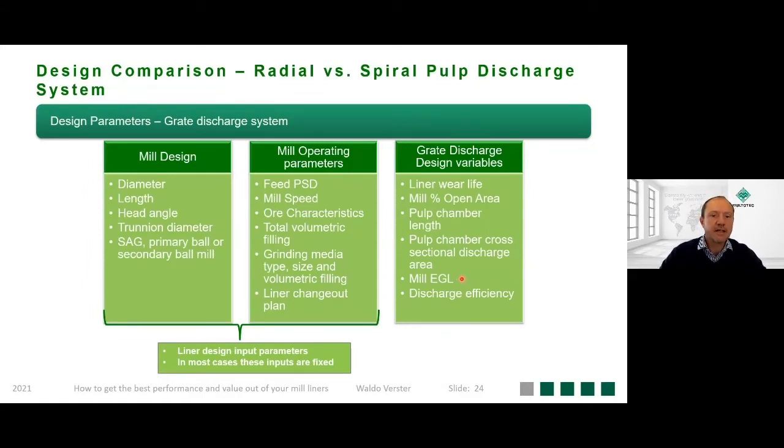Mill effective grinding length, this is influenced by your discharge design. If you oversize your discharge design, you can negatively influence your effective grinding length inside the mill. And then your discharge efficiency, this is basically a function of your mill open area and the geometric properties of the design.